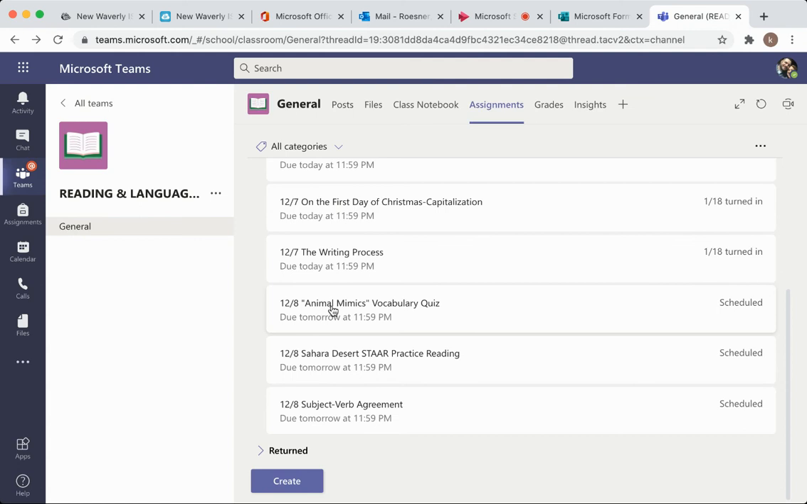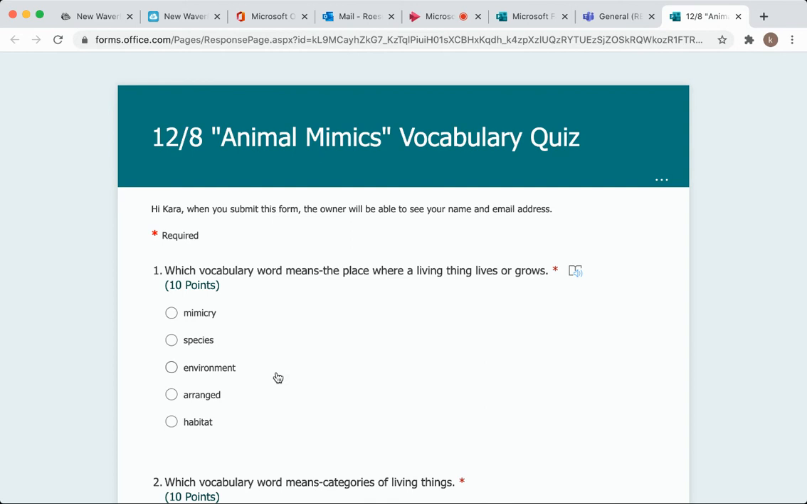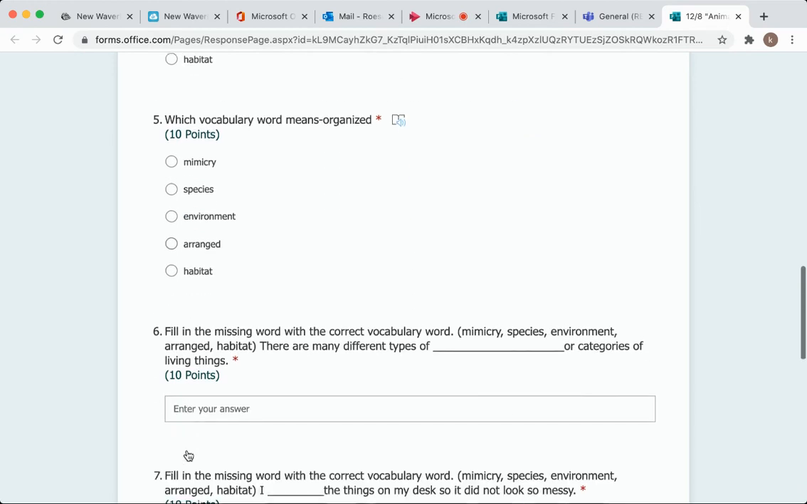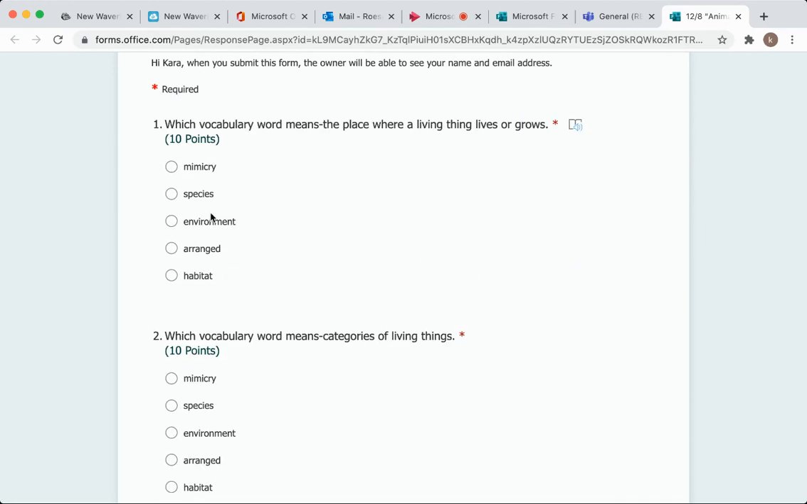Go to Animal Mimics Vocabulary Quiz. You're going to click on Forms. It's an easy, simple quiz like we've been doing. Here are your 5 words. They're in all the first 5 questions. You have mimicry, species, environment, arranged, and habitat.